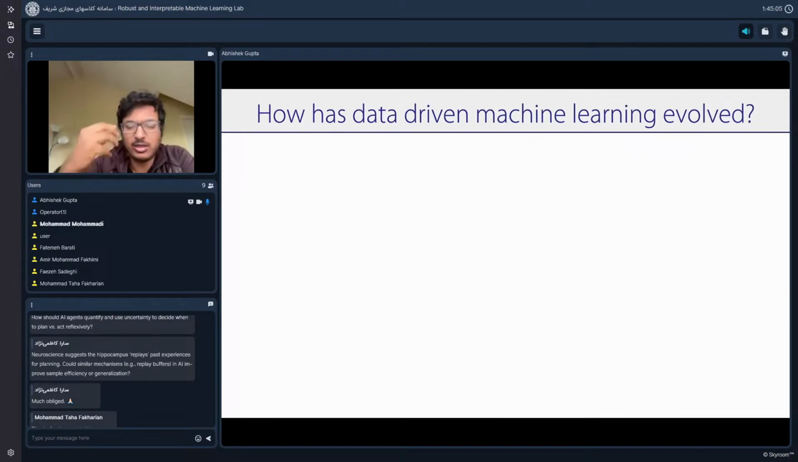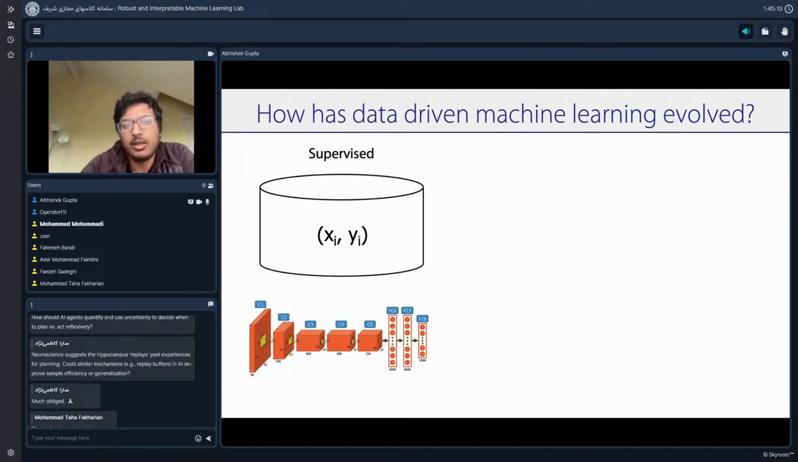Let's think about data-driven machine learning more generally, beyond reinforcement learning. How has it evolved? The initial forays into this were perhaps supervised. You have supervised examples, images and labels of cats or dogs or airplanes or houses, and then you train big neural networks to go from those images to the classification, or to regression. So you have supervised learning.